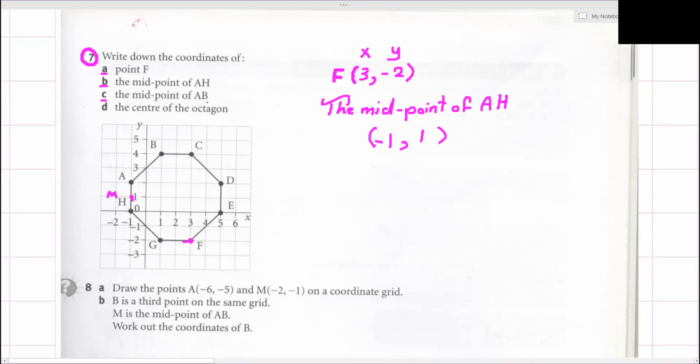The midpoint of AB. Where is AB? Yes, this is AB. This is the midpoint of AB. So the midpoint of AB equals, first I'll start with the x coordinate. I will go down to find the x coordinate for that point, which is 0. Yes. And the y coordinate is 3.